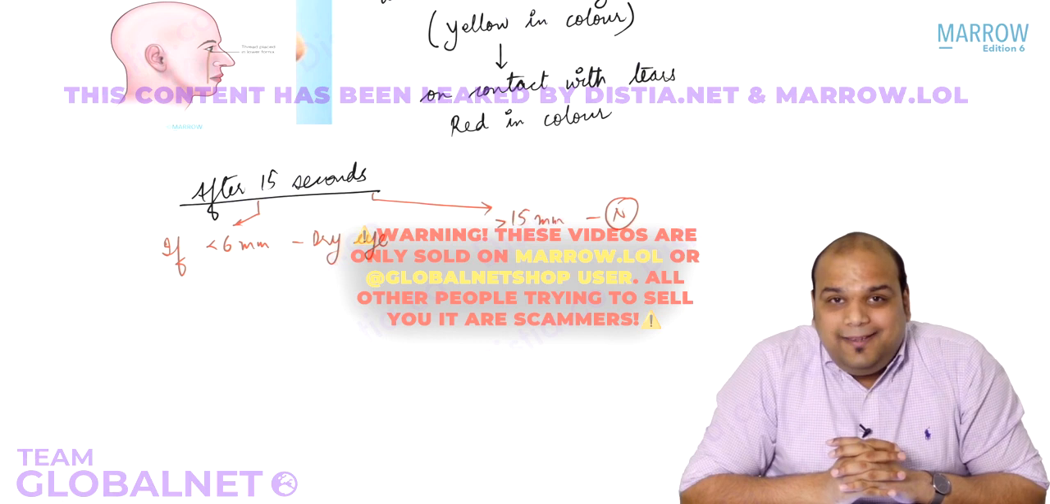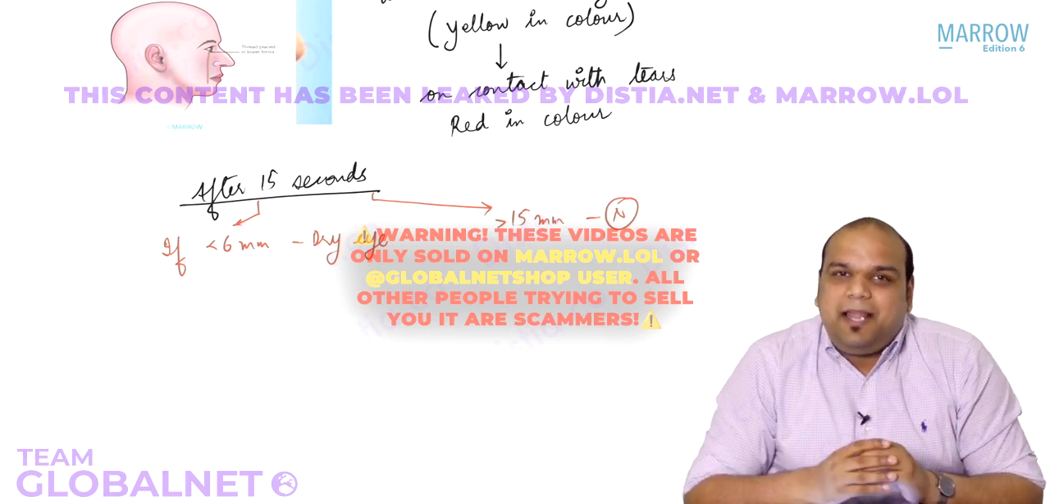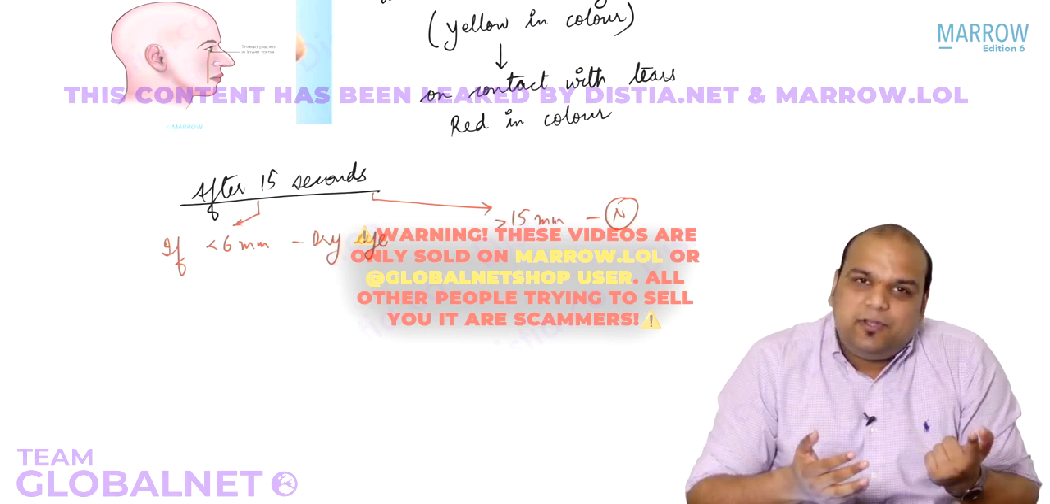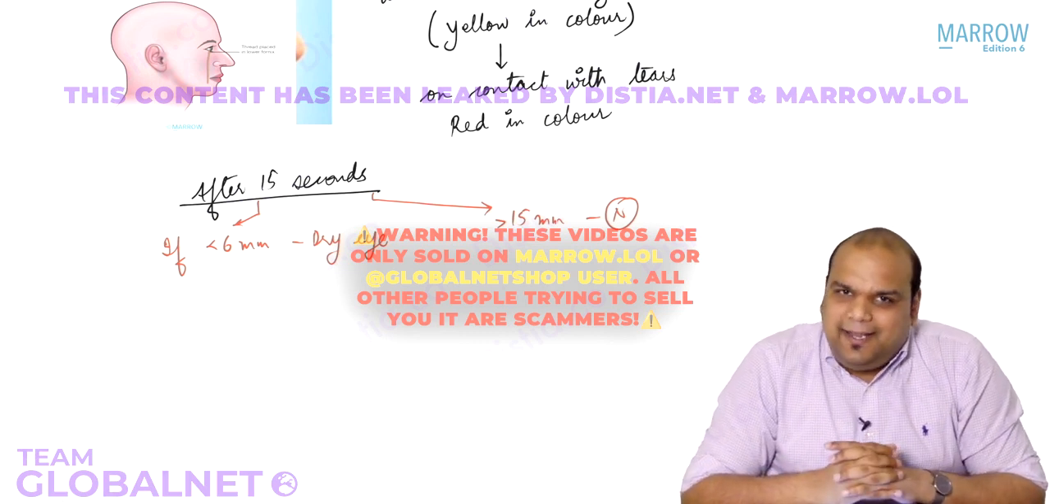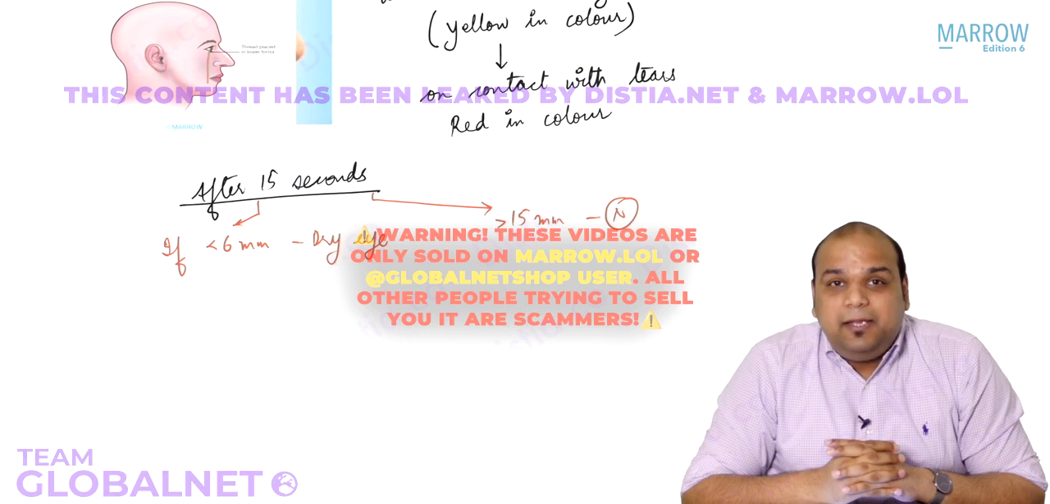That's all about dry eye. That's all about the simple topic lacrimal apparatus. Please understand again, first of all, the anatomy, then the watering of the eye, and then basically tear film and the tests for dry eye. Right, guys? That's it about lacrimal apparatus.